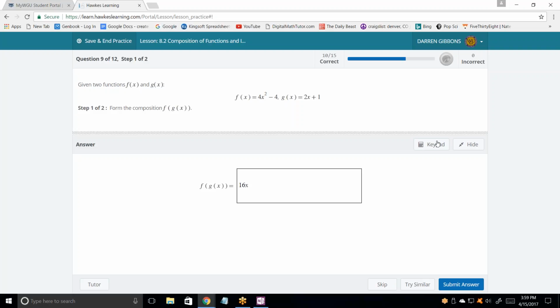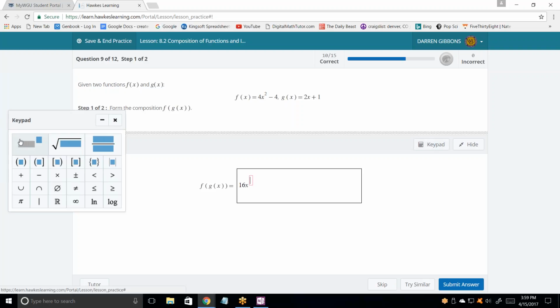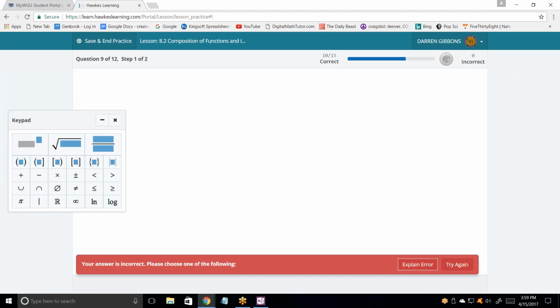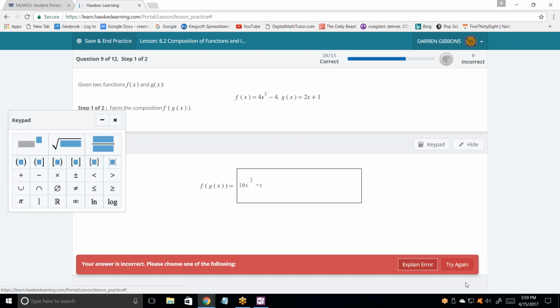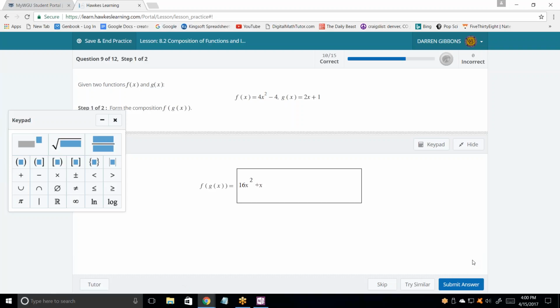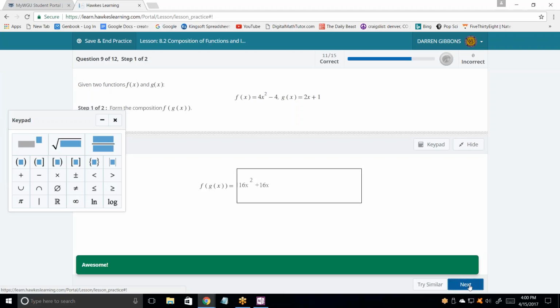16x, keypad 2, right arrow, plus x. Uh-oh. Oh, plus 16x, huh? Just hit try again. I typed it in wrong. Well, maybe it's going to let me. It was 16x, right? Yeah. Okay, good. Gotta be careful on these computer entries. Slip of the brain is all it takes.